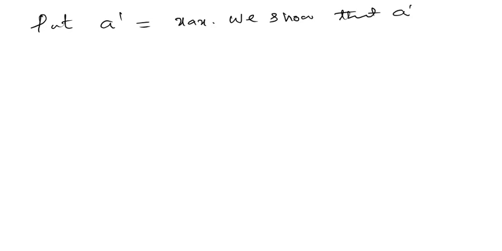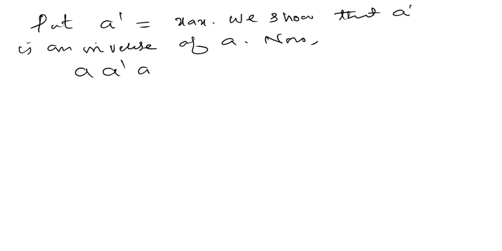So put A prime is equal to XAX. We show that A prime is an inverse of A. So now let's check this. A prime तो तभी इनवर्स होगा जब A प्राइम A के बराबर होगा और A प्राइम A प्राइम के बराबर हो.